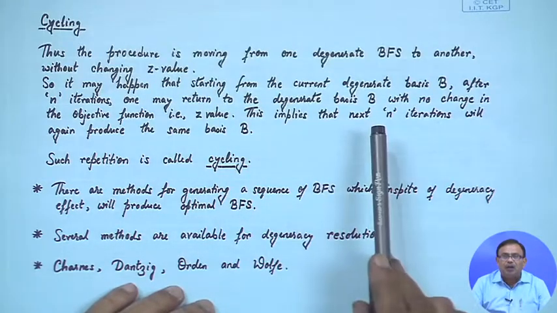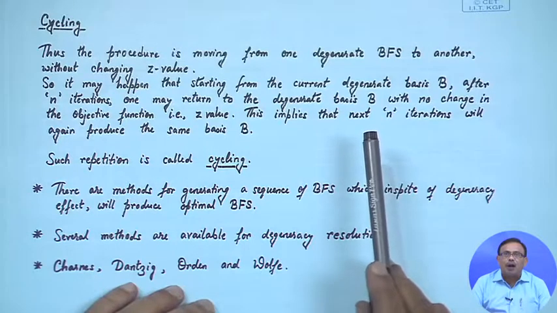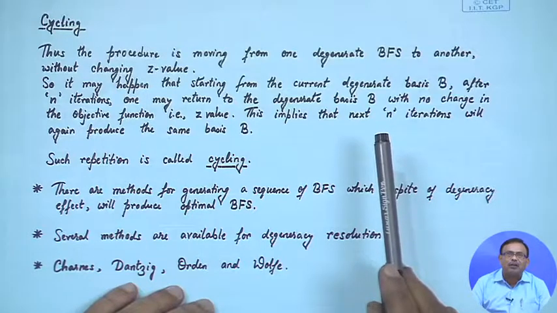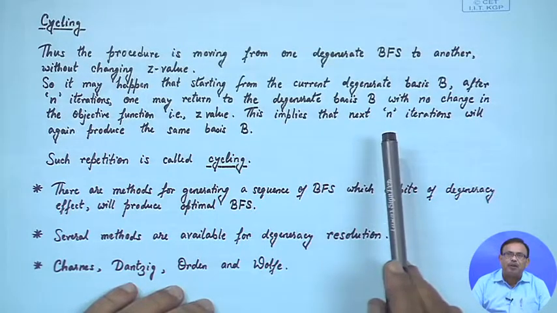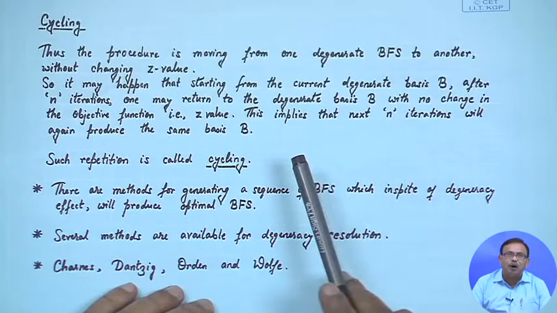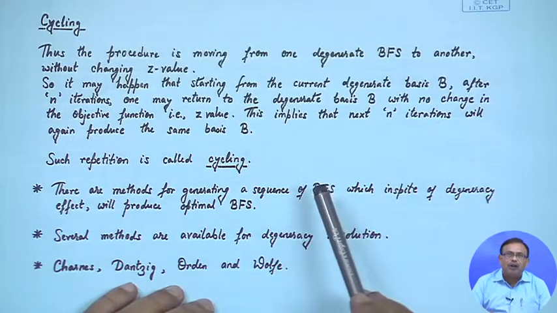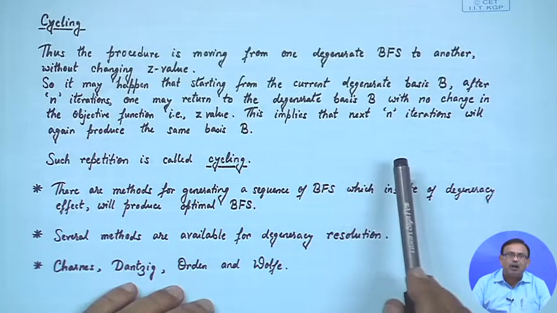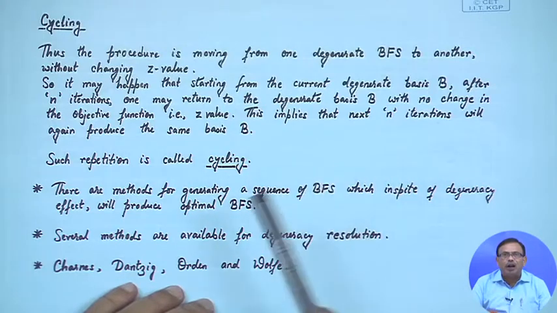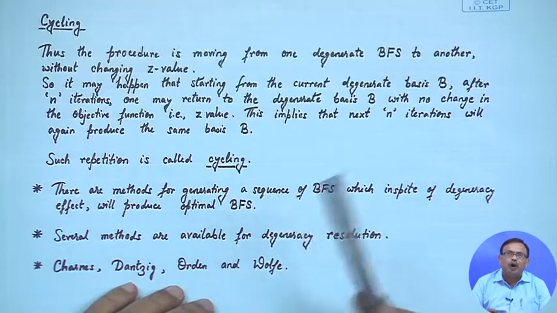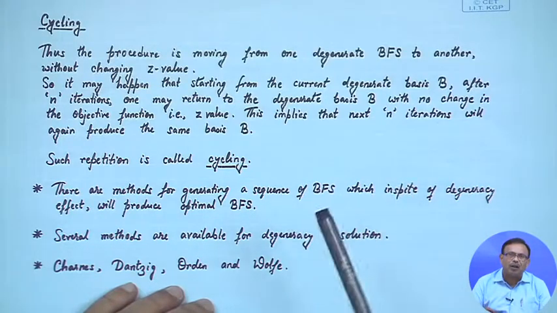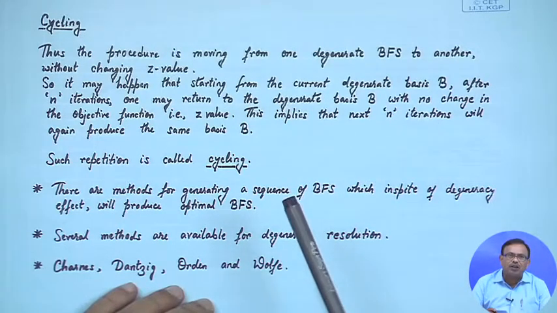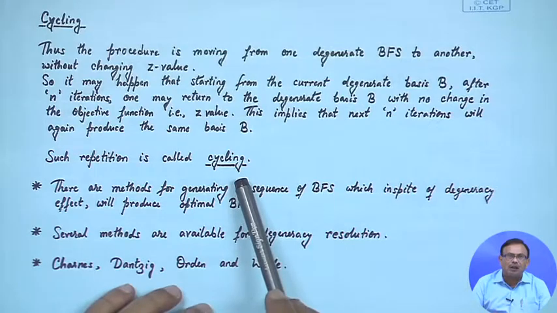So, it may happen that whenever I have started from a current degenerate basis B, after n iterations I may return again to the degenerate basis B with no change in the objective function, that is the Z value. This implies that the next n iterations will again produce the same basis B. So, basically there is no improvement and you are just moving from one place to another, and ultimately you are coming back to the initial point again, and such repetition we call cycling.